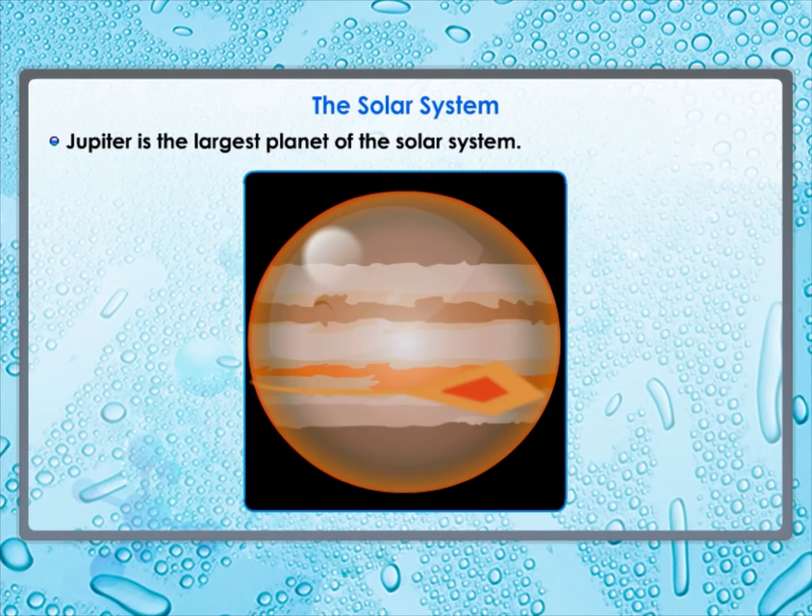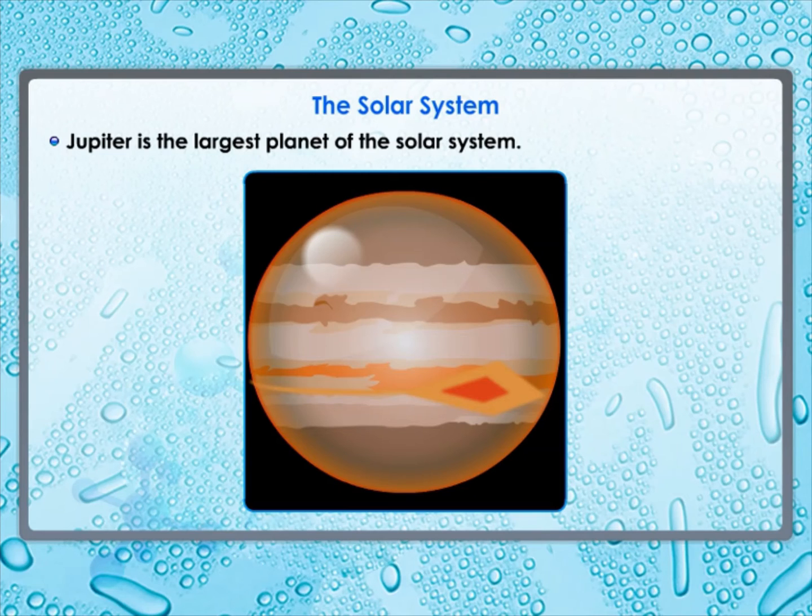Jupiter is the largest planet of the solar system. It is so large that about 1,300 Earths can be placed inside this giant planet. However, the mass of Jupiter is about 318 times that of the Earth. It rotates very rapidly on its axis. Jupiter has a large number of satellites. It also has faint rings around it.